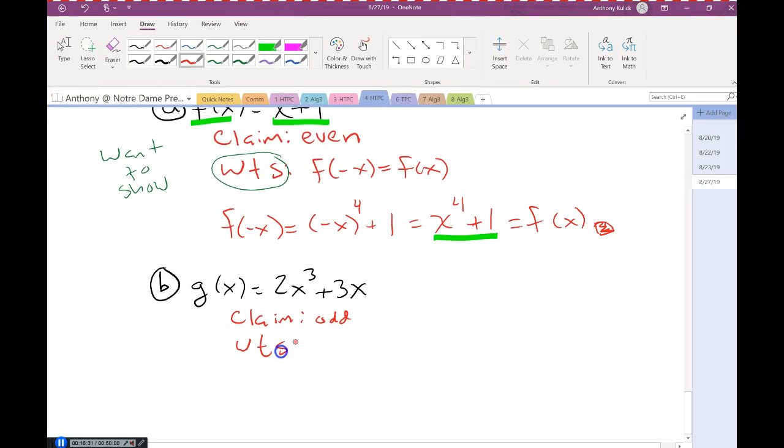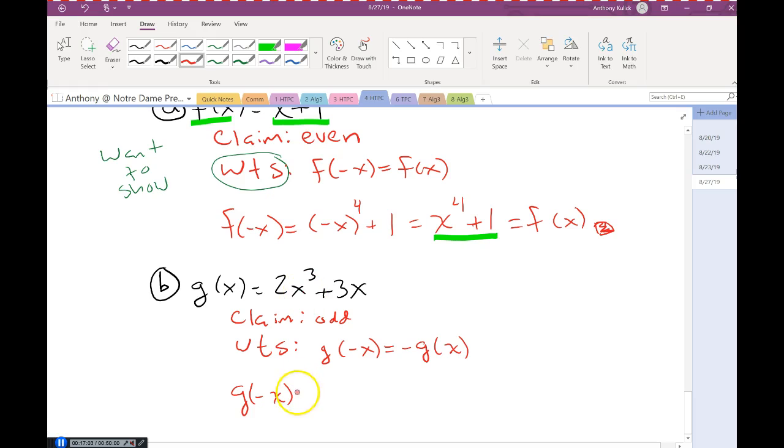So to show something is odd, I need to show that f of negative x equals negative f of x. I guess in this case I shouldn't say f's though. What should I say? G's, right? We named our function g of x. Those should probably be g's.